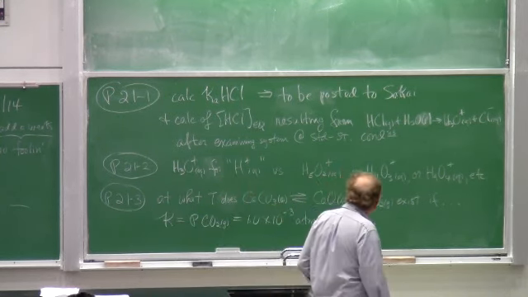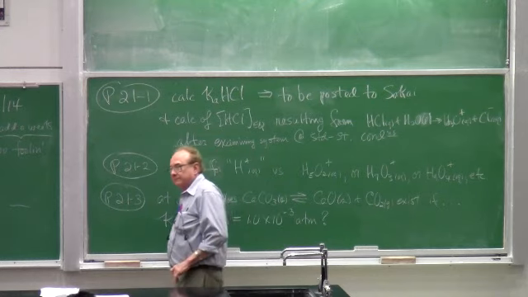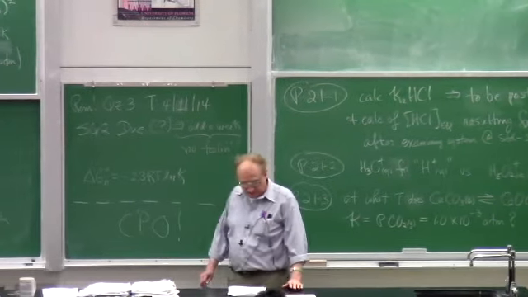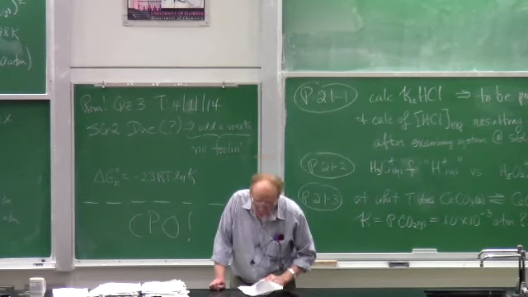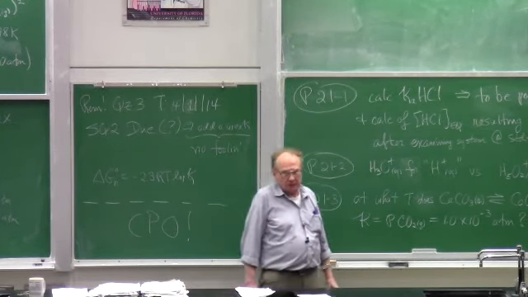You get something on the order of 10 to the 6th. I think it's 2.1 times 10 to the 6th. 2.0 times 10 to the 6th. Close.